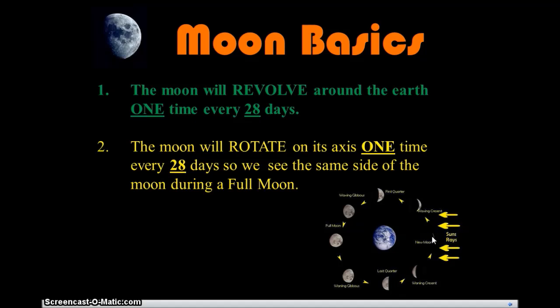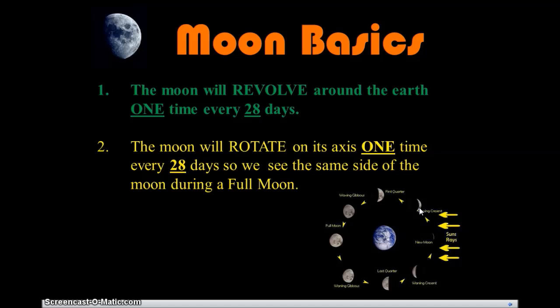As the moon is revolving around the Earth, it's also rotating on its axis, spinning on its axis, just like the Earth spins on its axis. But the Earth spins once every 24 hours, giving us approximately 12 hours of day and 12 hours of night, depending upon where you are on the Earth. The moon, on the other hand, rotates much slower.